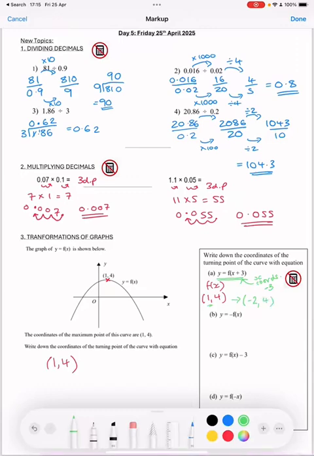Right, next one. So y equals minus f of x. Now this is something that's happened outside of the bracket. So that means it affects the y coordinate, and it's just a minus, so the y coordinate changes sign. So I had 1, 4 before. So this will become, it's still just 1 because x doesn't change, but it'll be minus 4.